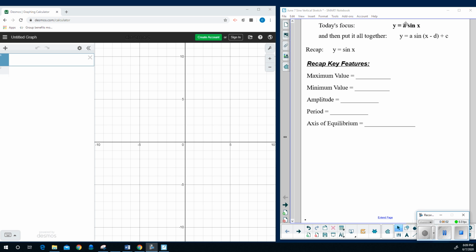Okay, today we're going to talk about sine x, and we're going to look at the vertical transformations of it, vertical stretches, compressions, and then we're going to put it all together. So before we even deal with any of that, let's just remember what sine x looks like.